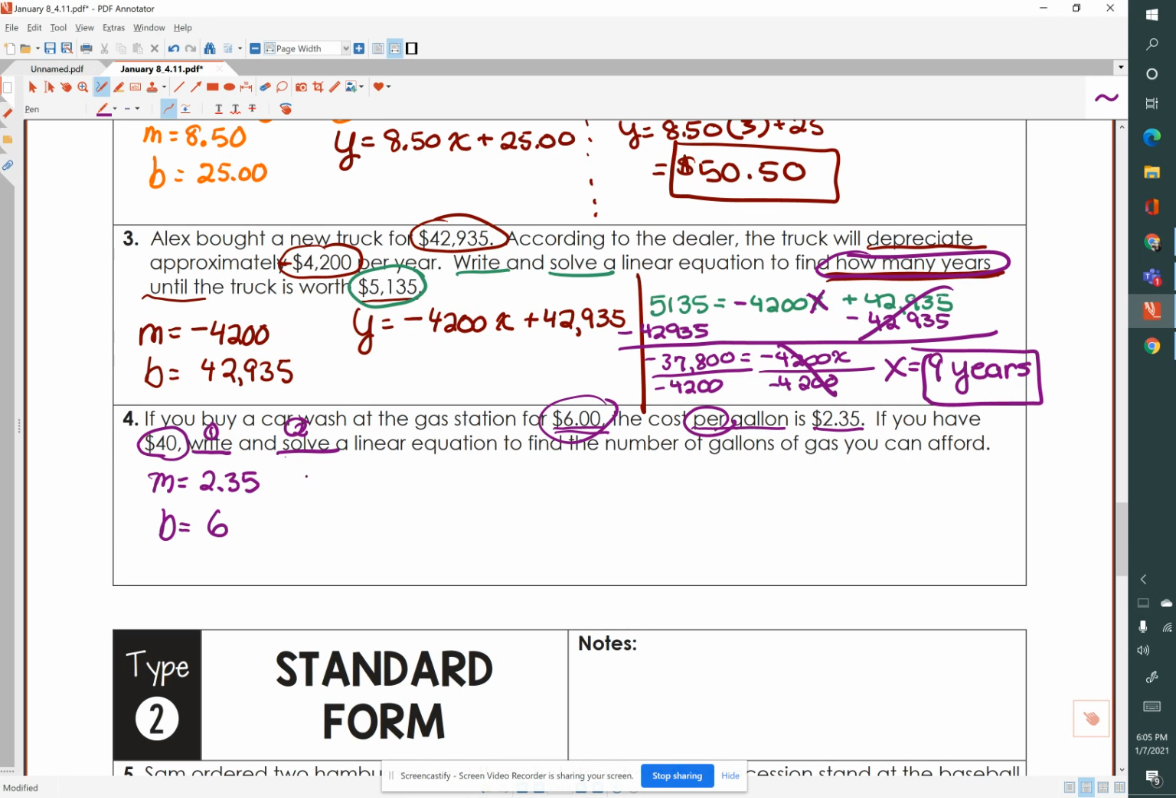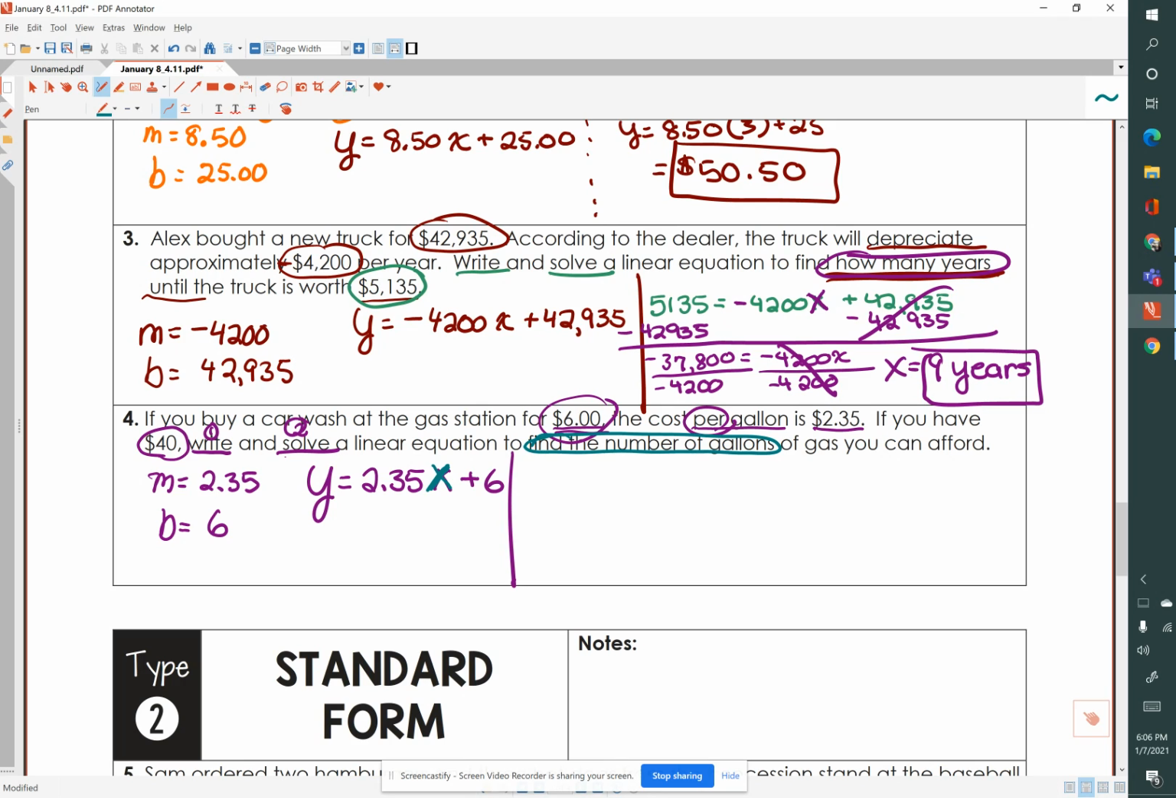So the equation we're going to write in slope-intercept form is y equals 2.35x plus 6. Now we need to solve that equation. And we're going to solve that equation by making y equals 40, because 40 will equal the $6 for the car wash plus $2.35 times a certain number of gallons. And that's what they're asking. Find the number of gallons.